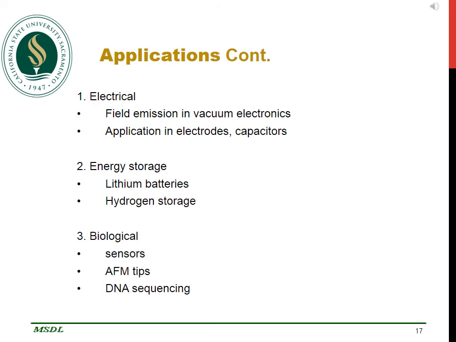Coming to hydrogen storage, single-walled carbon nanotubes store hydrogen, and nanotube technology will meet the challenge of storing hydrogen and releasing it adequately in a hydrogen fuel car in future. It also has some biological applications such as sensors, AFM tips, and DNA sequencing.